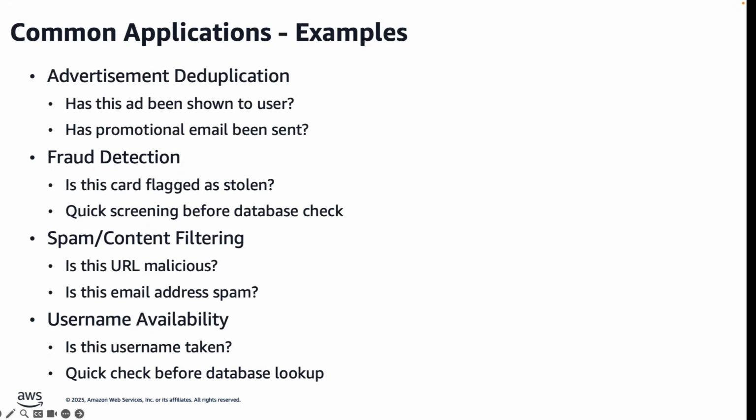Username availability checking is perfect for Bloom filters because the user experience benefits from instant feedback. When someone types a username, you can immediately tell them if it's definitely available or potentially taken. Then verify with the database only for potentially taken cases. This reduces database queries by 90% plus during peak registration periods. The common thread is using Bloom filters as a fast pre-filter before expensive operations, dramatically improving performance and user experience.